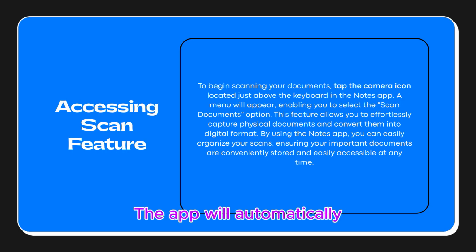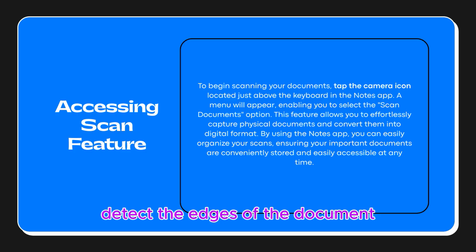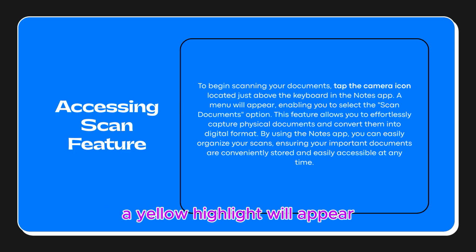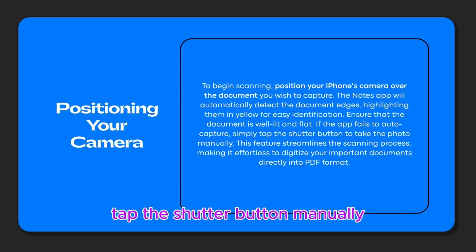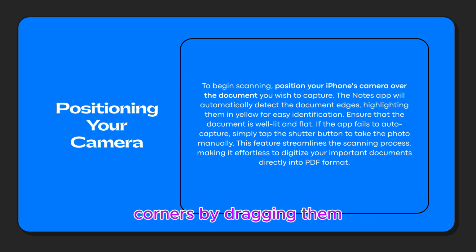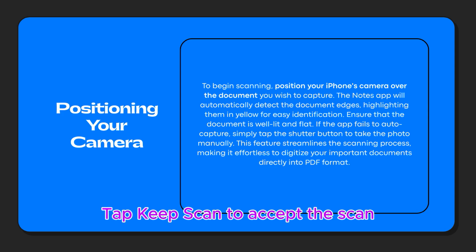The app will automatically detect the edges of the document. A yellow highlight will appear. If it does not auto-capture, tap the shutter button manually. You can adjust the corners by dragging them. Tap Keep Scan to accept the scan.